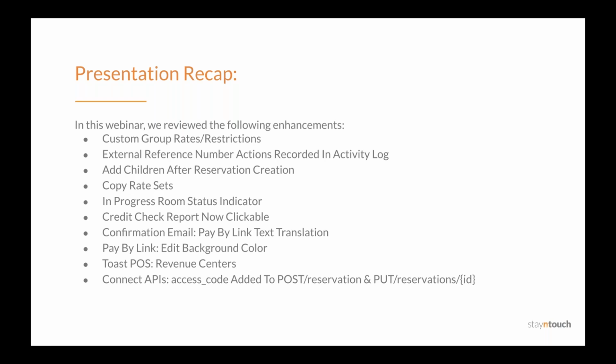So today we've reviewed the following enhancements: custom group rates and restrictions, external reference number actions recorded in the activity log, the option to add children after reservation creation, how to copy rate sets, the in progress room status indicator, credit check report now clickable, updates to pay by link, including text translations and the option to edit the background color for the button, Toast POS revenue centers, and Connect API enhancements.